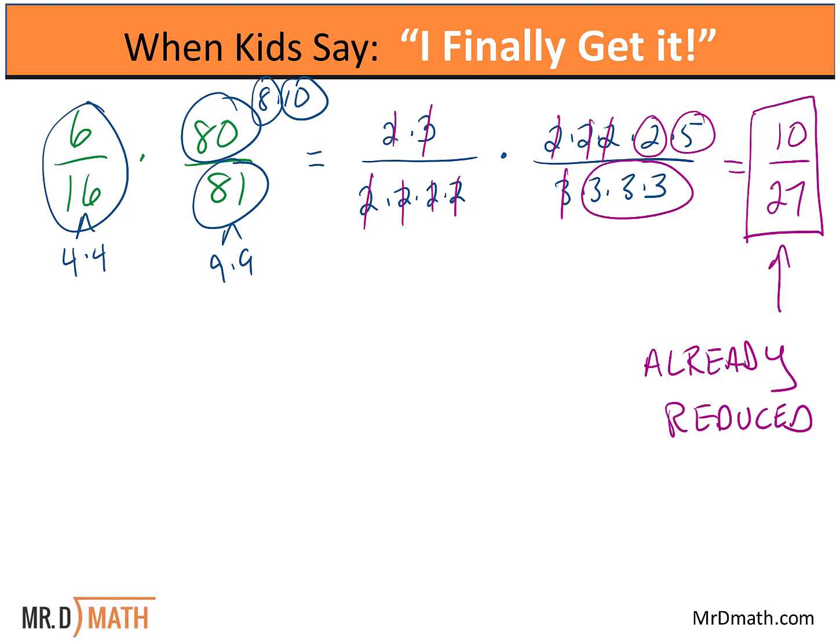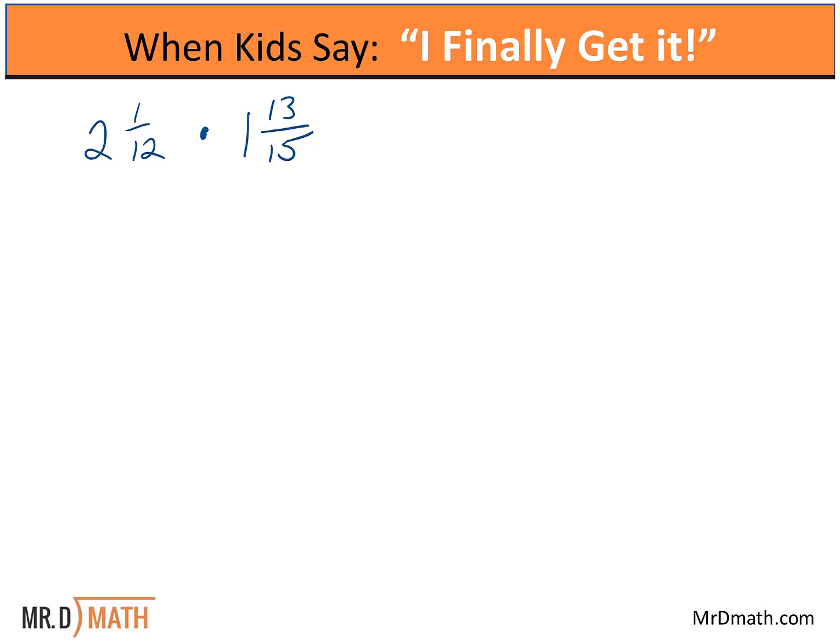But then you might have a question. But does that work with mixed numbers too? When you have an integer and a fraction put together to make a mixed number? Of course it does. Let's show you how. Let's take a look at this where we have 2 and 1/12 times 1 and 13/15. Before we write down the factors, what we want to do is create what we call improper fractions.